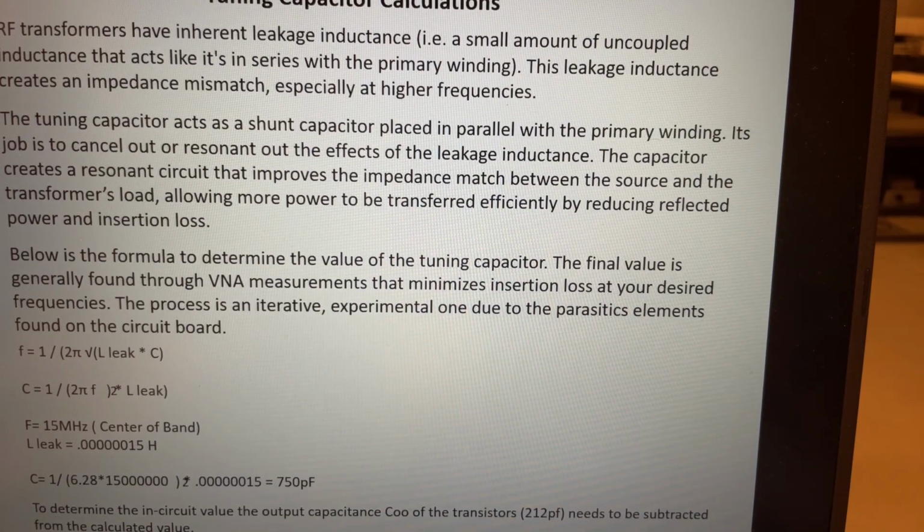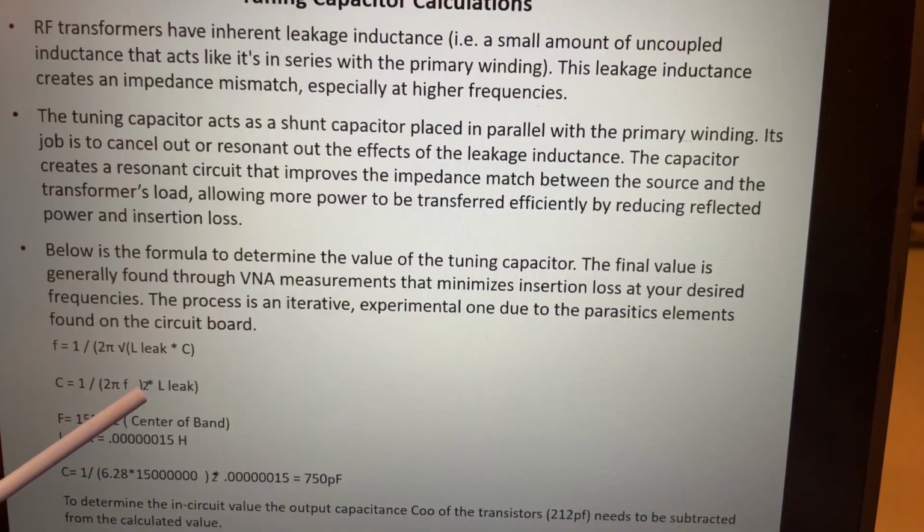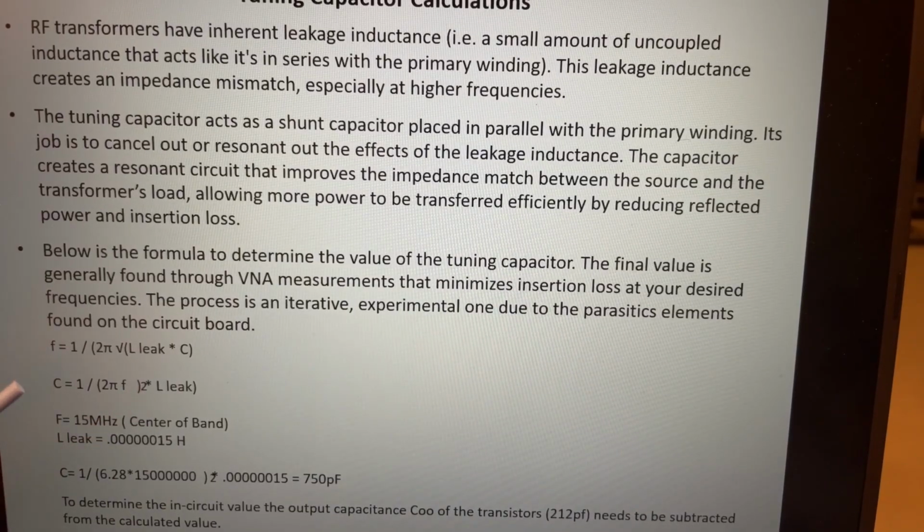So we're talking about resonance. Here's the formula: F equals 1 over 2 times pi times the square root of L times C. This would be L leakage. In this case, we're looking at the leakage inductance. And we normally pick the center of the band. So for 30 megahertz, we use 15 megahertz. Here's the leakage that we measured that I went through on my last slide.